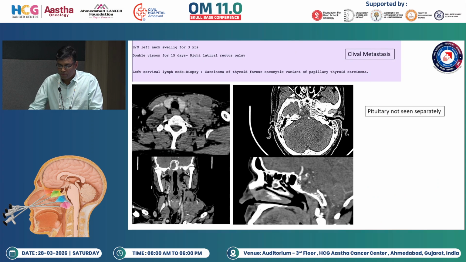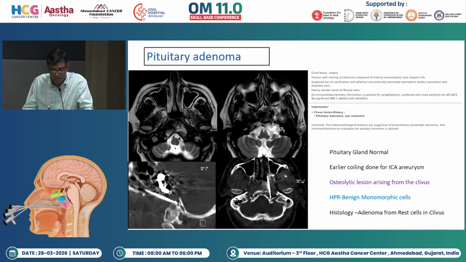There is another tumor where there is no appreciable sella, but we know there is a history of papillary carcinoma thyroid, and a metastasis has suddenly developed in this particular aspect. If we have this kind of knowledge, it is easier to identify the most likely pathology. In this particular case, the pituitary was again normal, but there is a clival osteolysis. There was an internal carotid artery aneurysm that has been coiled, and the tumor is arising from the rest in the clival region.